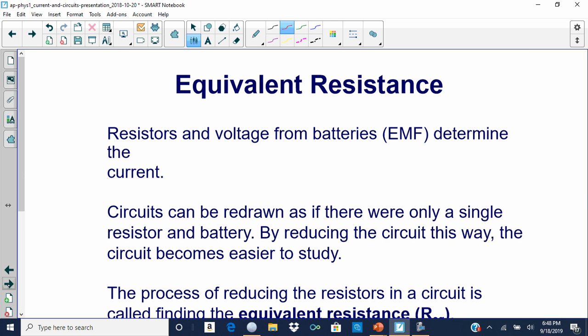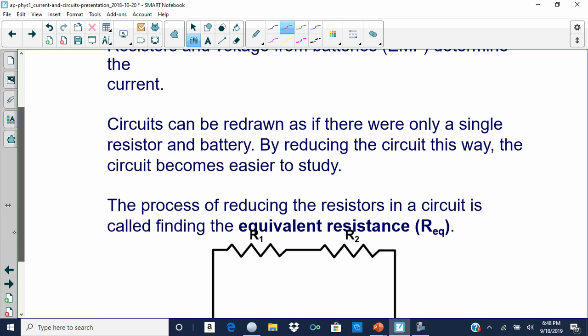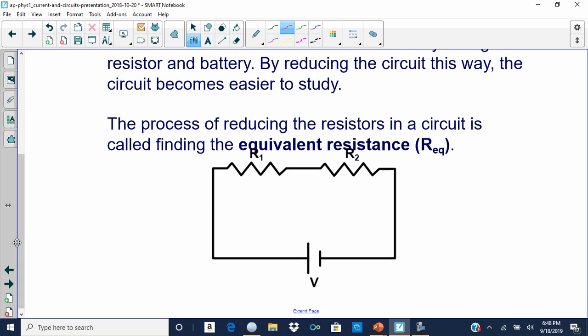Okay, so now we're going to talk about equivalent resistance. Resistors and voltage from batteries determine the current. Circuits can be redrawn as if there were only one resistor and battery. By reducing the circuit this way, the circuit becomes easier to study. This process is called reducing the circuit and giving us an equivalent resistance.